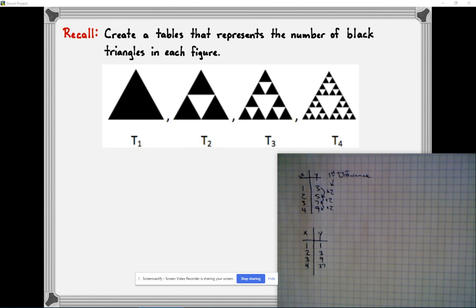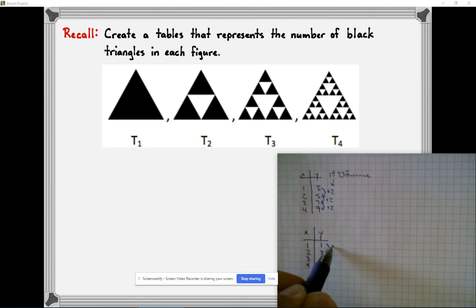So from here, let's see if this is a linear function. Well, let's check our differences. Our first difference, the difference from step 1 to step 2, is that we added 2.